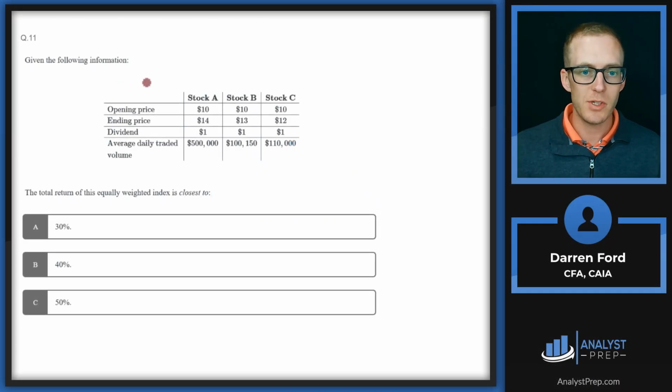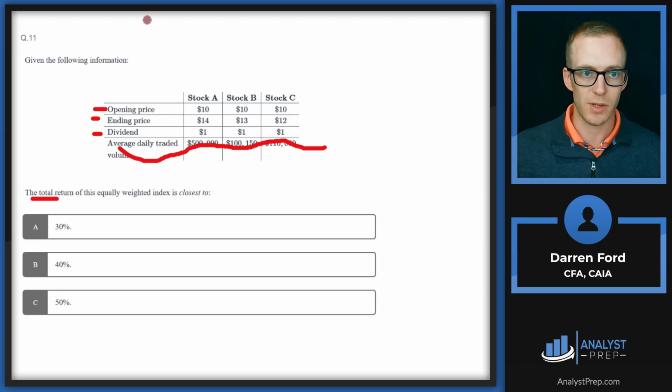Given the following information, so we've got stocks A, B, and C, and we have some price, dividend, volume information. The total return of this equally weighted index is closest to. So total return, meaning we will take into account dividends, and then we need to take into account ending and opening price. We don't need to know the volumes here to answer this.